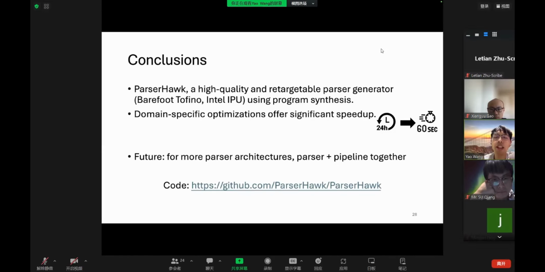To conclude, this paper built ParserHawk, a high quality and targetable parser generator for Tofino and IPU using program synthesis, and incorporates several domain-specific algorithms to speed up the process and achieve order of magnitude improvements in compilation time. That's all. Thank you.